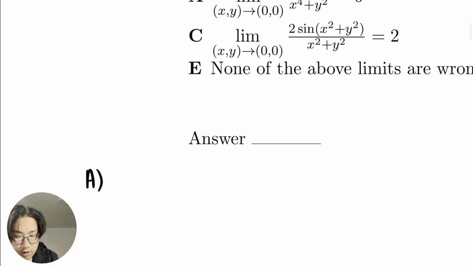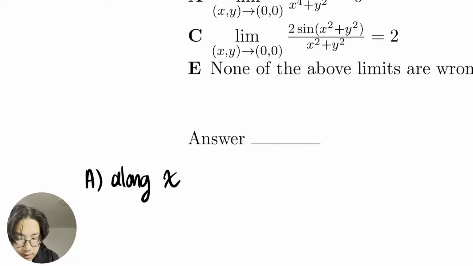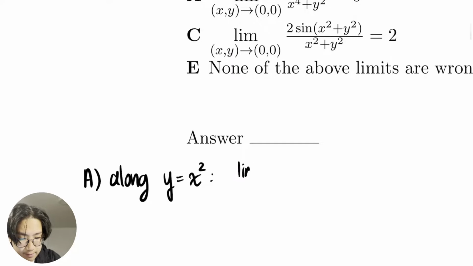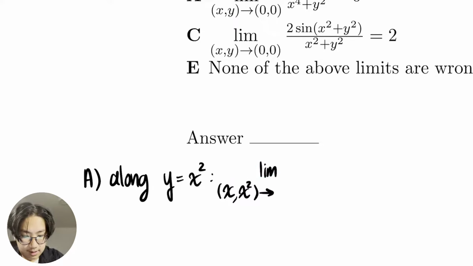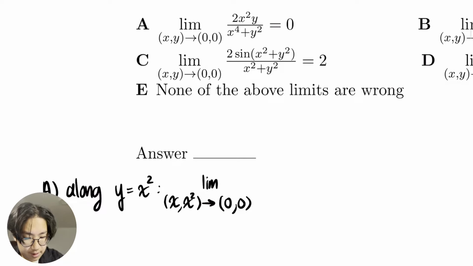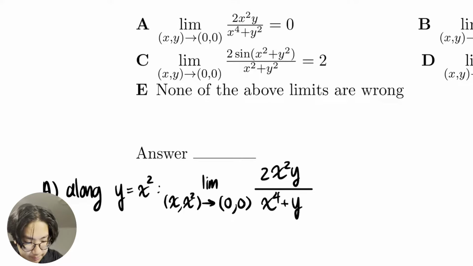So we can see that along, let's say, y is equal to x squared, we have the following. I'll write the limit notation. So instead of (x, y) approaching something, it's (x, x squared) approaching the point (0, 0) of our function here, 2x squared y divided by x to the 4 plus y squared.